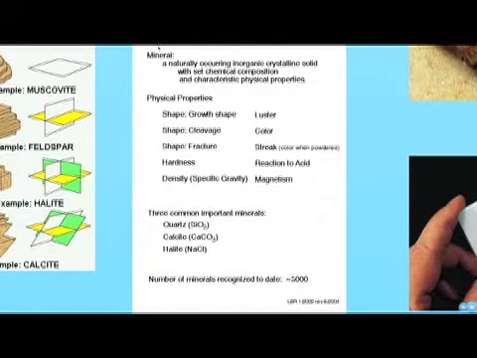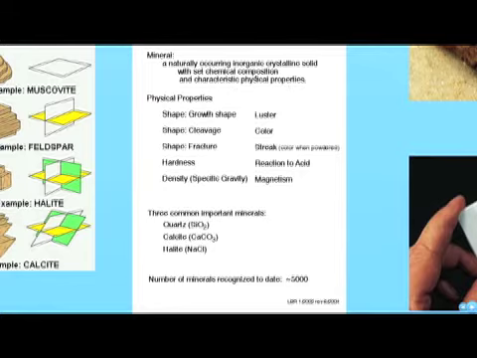First, what is a mineral? You'll want to commit this to memory. So write it down right now. Pause and write it down. A mineral is a naturally occurring, inorganic, crystalline solid with set chemical composition and characteristic physical properties. Couldn't have said it better myself.